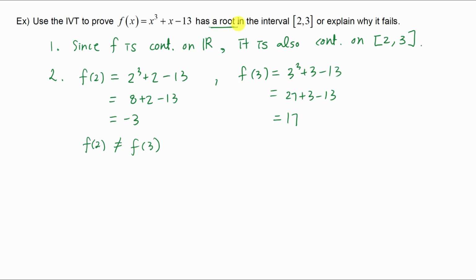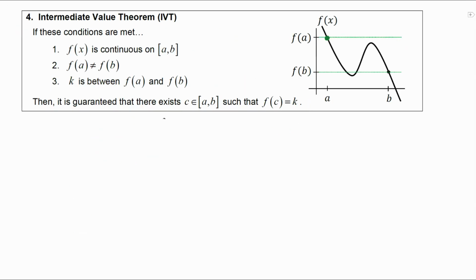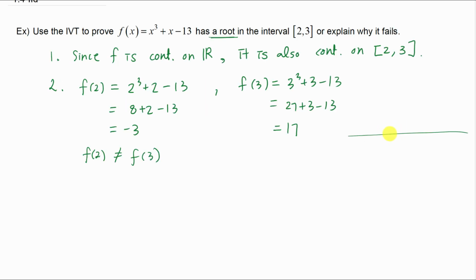So guys, if this function has a root, then what's the function value of a root? The function value of any root is the x values such that y values are 0. So the k that IVT was talking about in the theorem, let me show you the previous screen. So k is between f of a and f of b. So right now, f of 2, so here's 2, f of 2 is negative 3. And f of 3, at 3, it is 17. So 17 is way up there, let's say. This is 17. And this function is continuous.